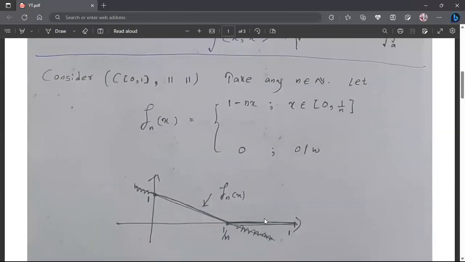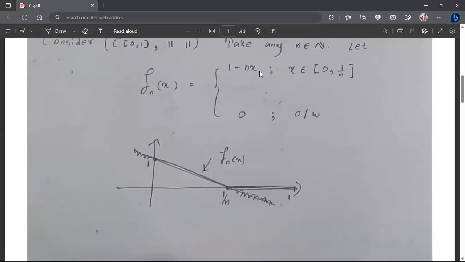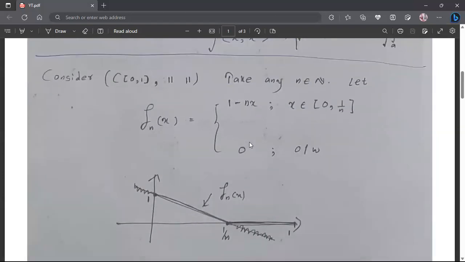So here is the graphical interpretation of the function. When the x value is 0, we get 1. When the x value is 1 over n, we get 1 minus 1 over n times n, where 1 over n and n cancel out, we get 1. Then the function value should be 0.